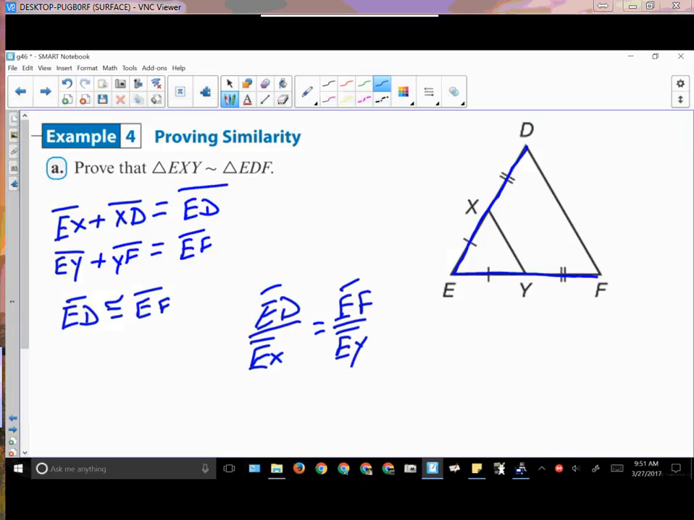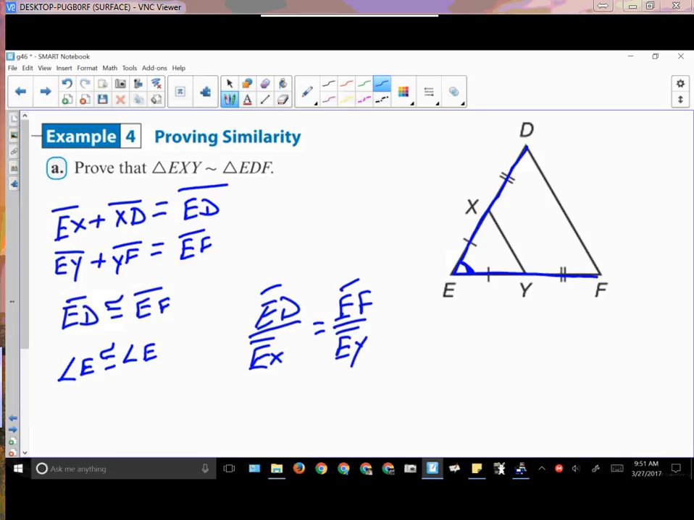So I need one more thing, don't I? Is angle E in both triangles? So do I have enough information there after I go and say that angle E is congruent to angle E, right? Do I have enough information there to state that those two triangles are similar? Most definitely.